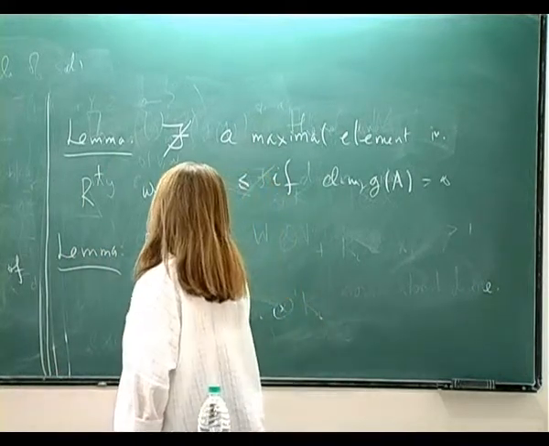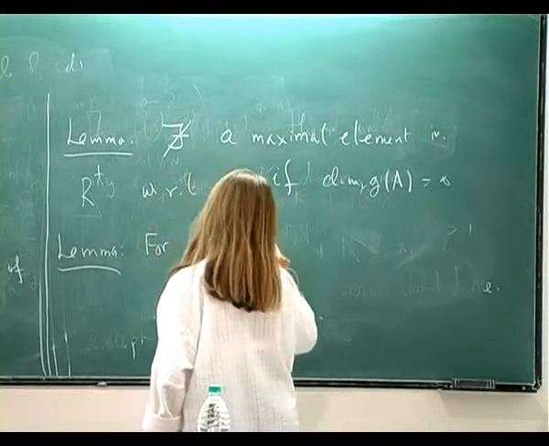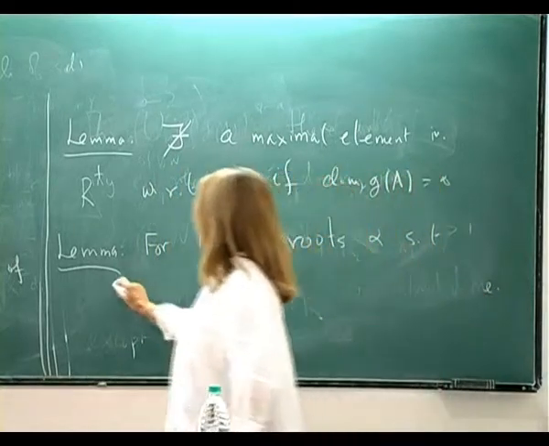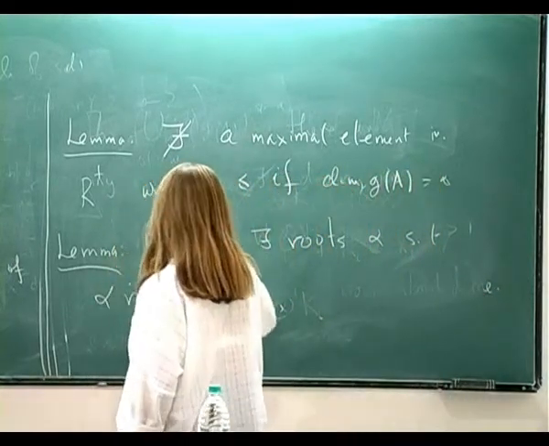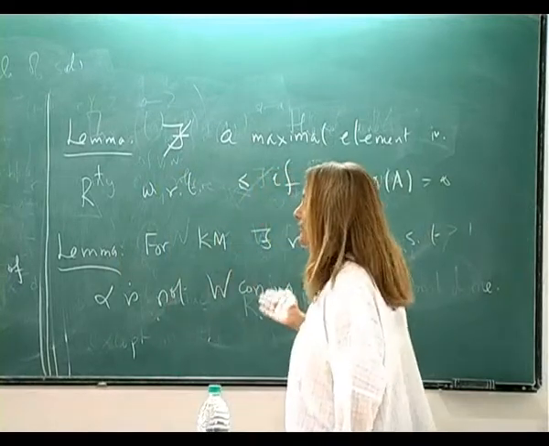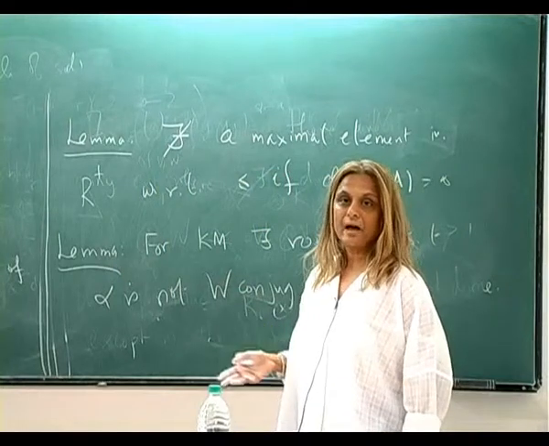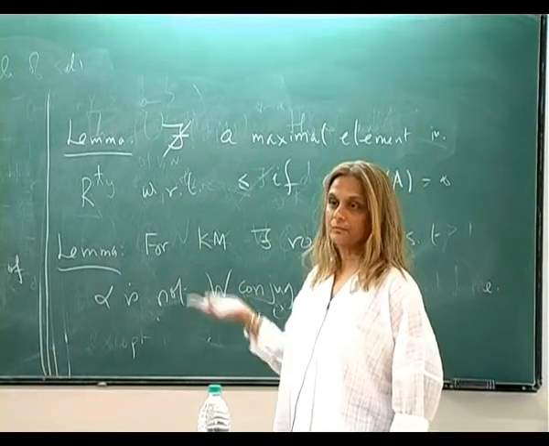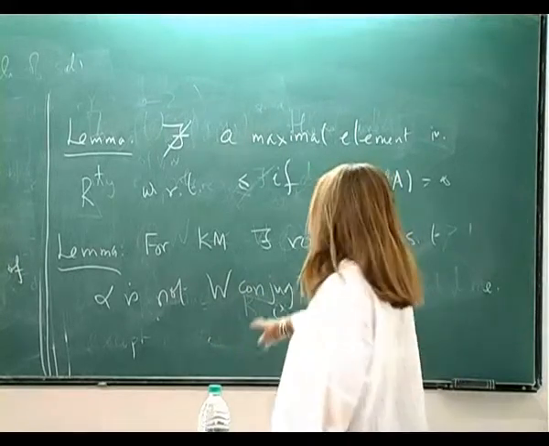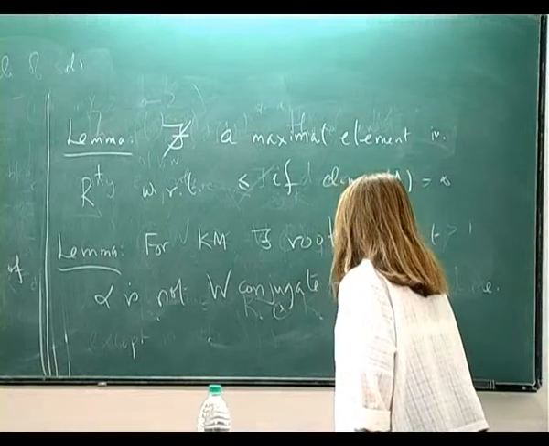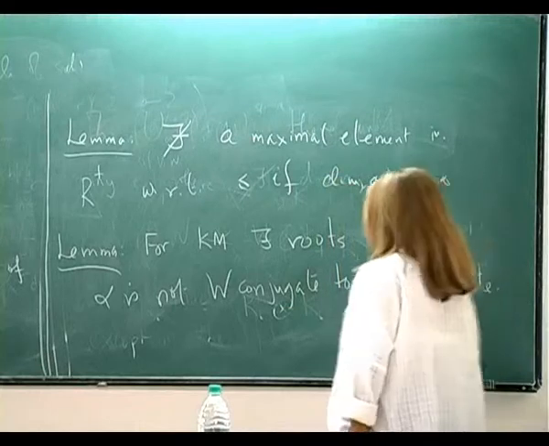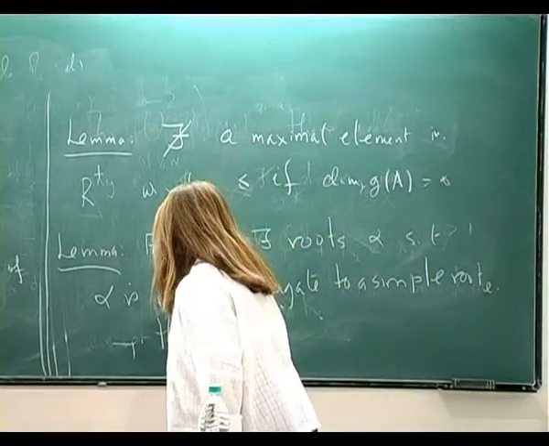So for Kac-Moody algebras, there exist roots alpha such that alpha is not W conjugate. So you have to take it on faith at this point that many of the things that you can define for simple Lie algebras, you can also define for Kac-Moody algebras. So you have a notion of Weyl group and everything. It's just that some properties fail you. So it's not W conjugate to a simple root. And such roots are called imaginary roots. These are called imaginary roots.